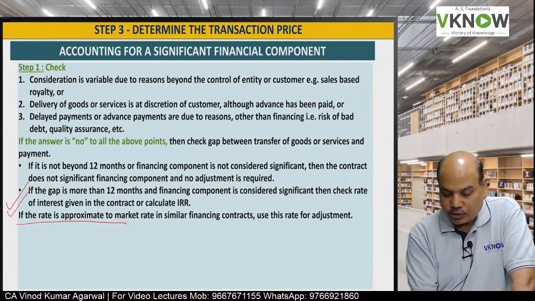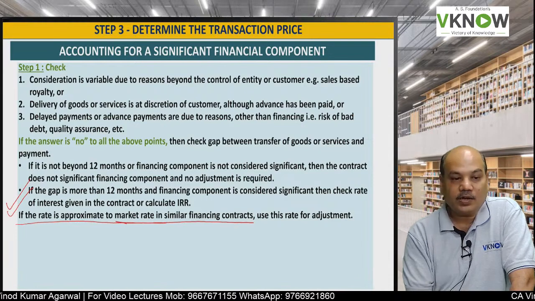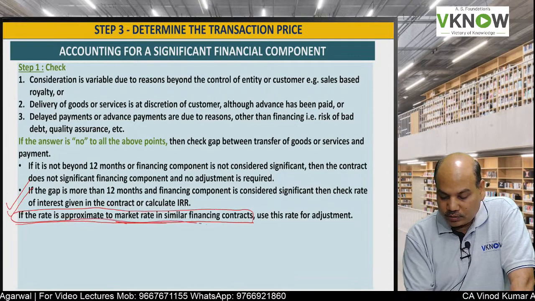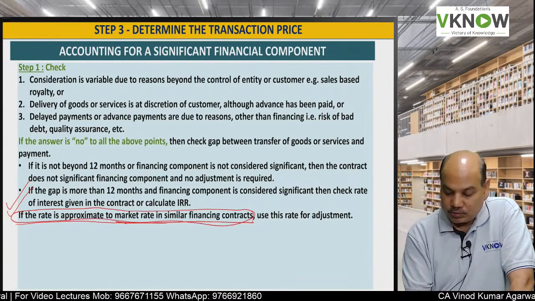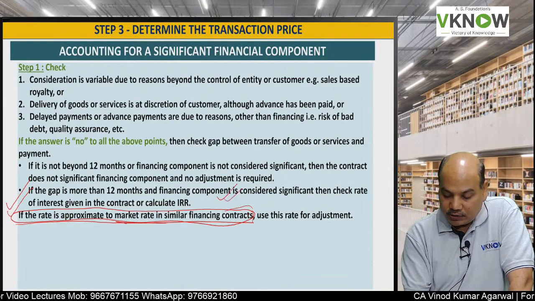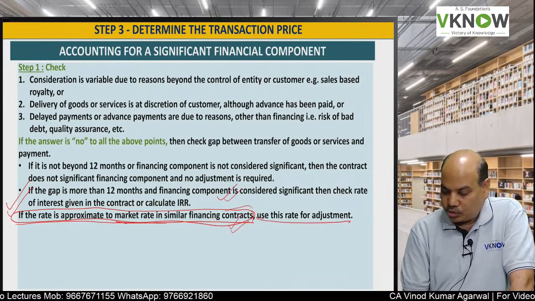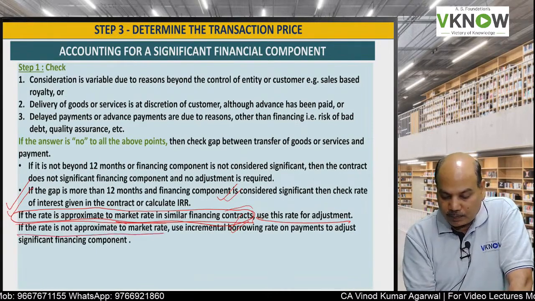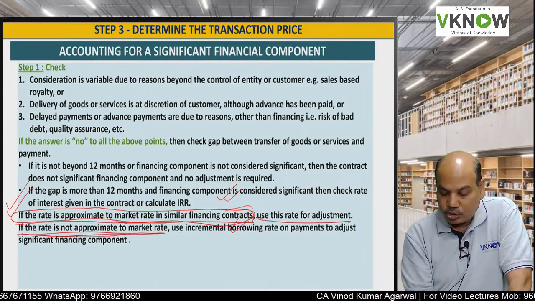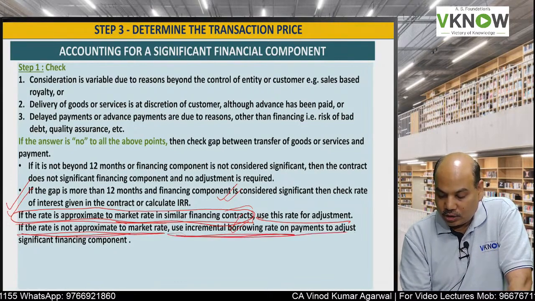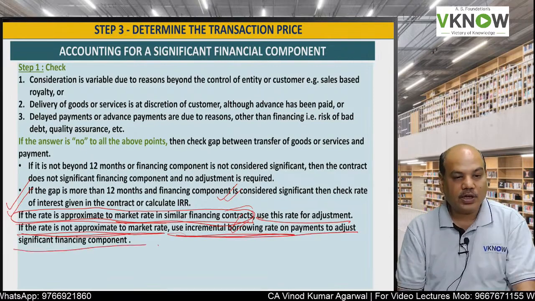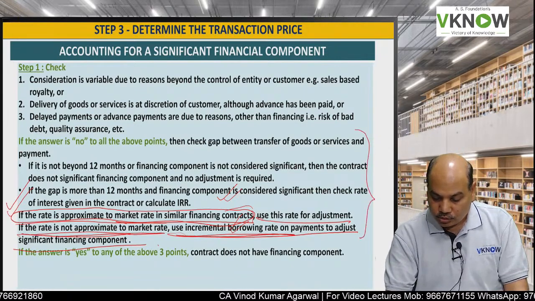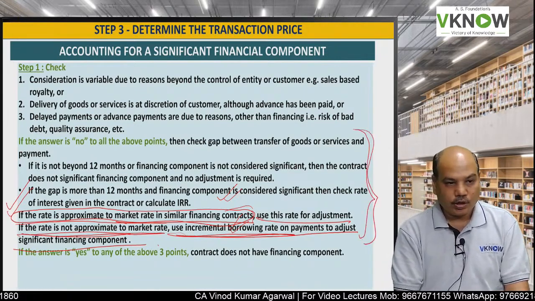If the rate is approximate to the market rate for a similar financing component, that means in the market, if you borrow money for a similar type of situation, and this rate is equal to that, you can use that rate for adjustment. But if the rate given in the contract is not approximate to the market rate, use the incremental borrowing rate on payment to adjust the significant financing component. So this is what you will do for a significant financing component.